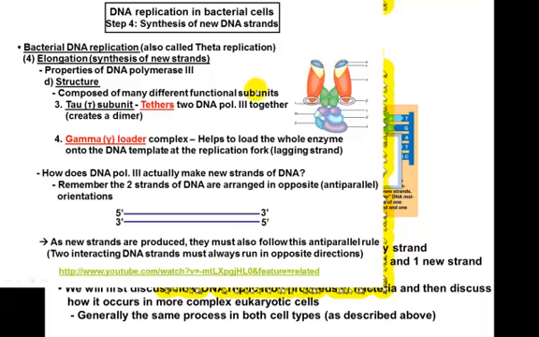We'll make two functional subunits on this protein here. Okay, now the gamma loader is what I just mentioned, that is going to load this DNA polymerase onto the strand to make new DNA. That's the loader, it brings the clamp. That's the gamma loader.